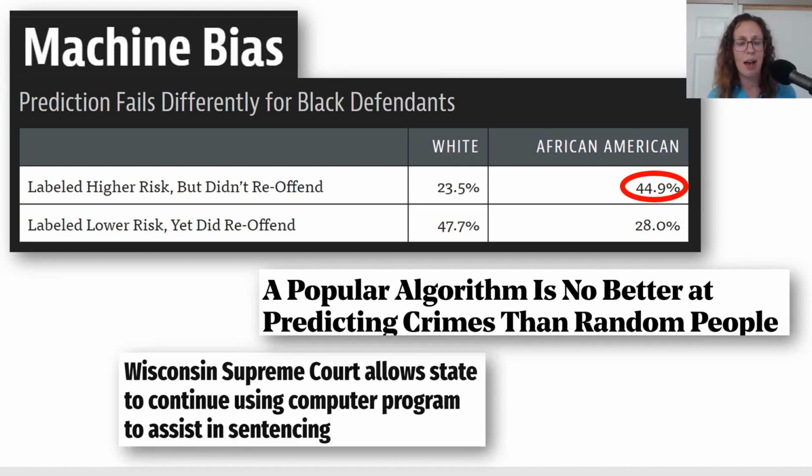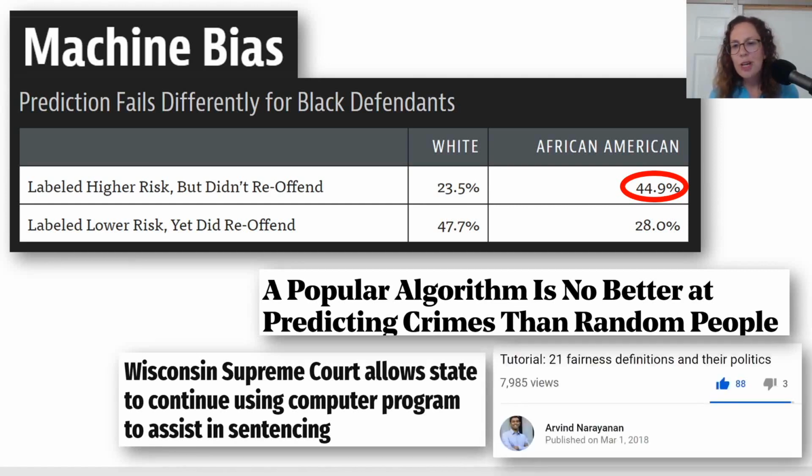Yet it's still in use, and it's in use in many states. Wisconsin is one place where it was challenged, yet the Wisconsin Supreme Court upheld its use. If you're interested in the topic of how you define fairness, because there is a lot of intricacy here, and I don't know anybody working on this who thinks that what Compass is doing is right, but they're using this different definition of fairness. Arvind Narayanan has a fantastic tutorial, 21 Fairness Definitions and Their Politics, that I highly recommend.